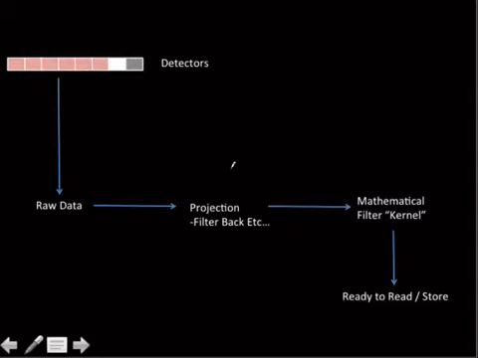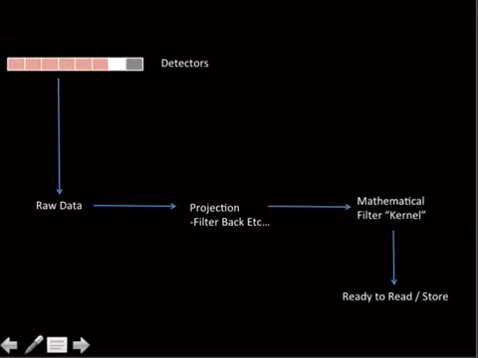So when does this actually happen? Here's sort of the timeline. Here's your detector. Here's your x-rays and your detector. And then you've got the generation of raw data. Now, this raw data, like I said, gets converted based on a lot of math, filtered back projection or iterative reconstruction or whatever. And then a mathematical filter is applied, which is your kernel, and that determines how your signal-to-noise ratio is messed with, and you either get sharp or smooth kernels, and then you're ready to read or store the information.